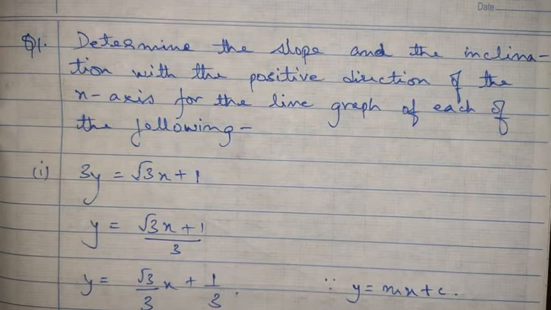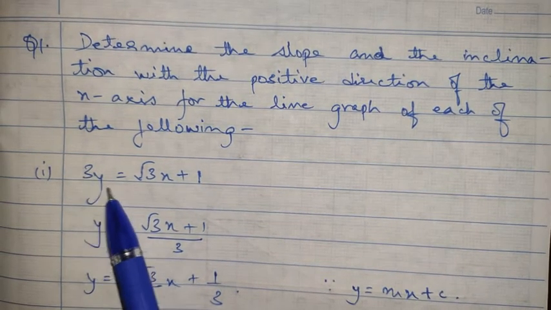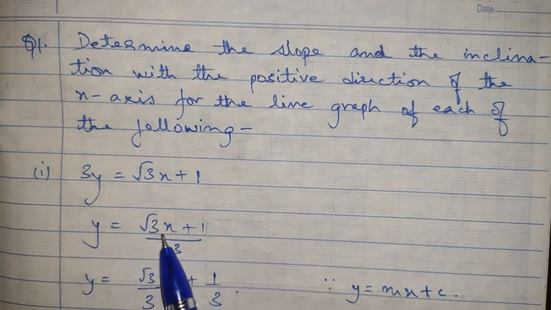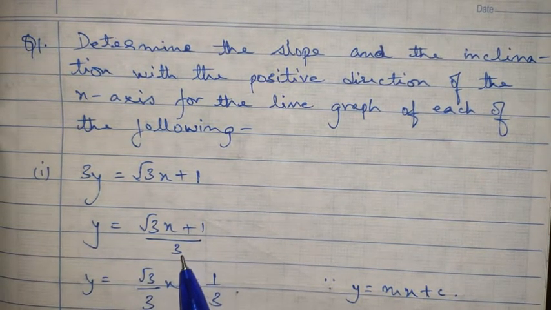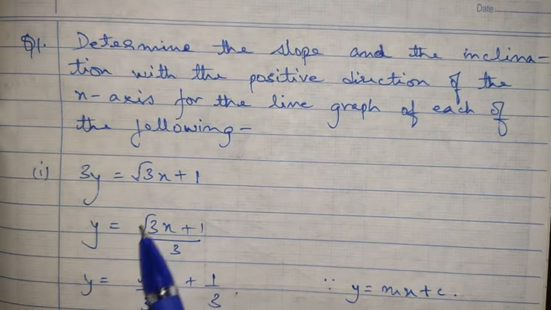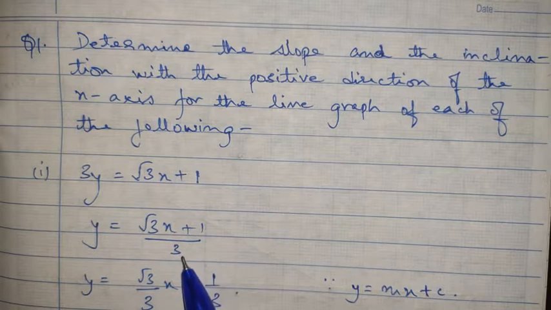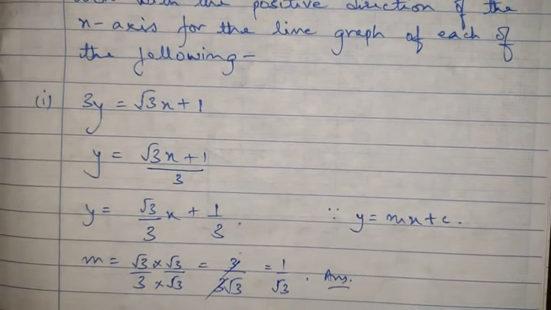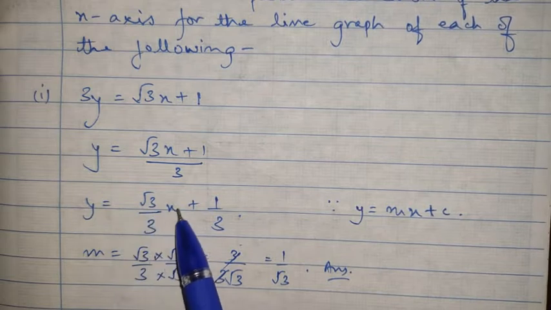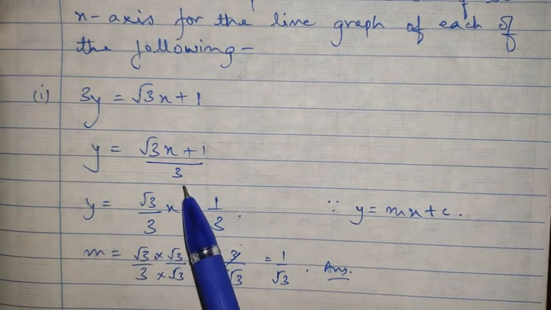First of all, we are going to make y the subject, and for that we are going to cross multiply this 3 to the other side. As you can see, now the equation will be y = (root 3 x + 1) upon 3. Now we are going to split the numerator, which has two terms, over this common denominator, and now the equation will become y = root 3 upon 3 x + 1 upon 3, because they had a common denominator 3.